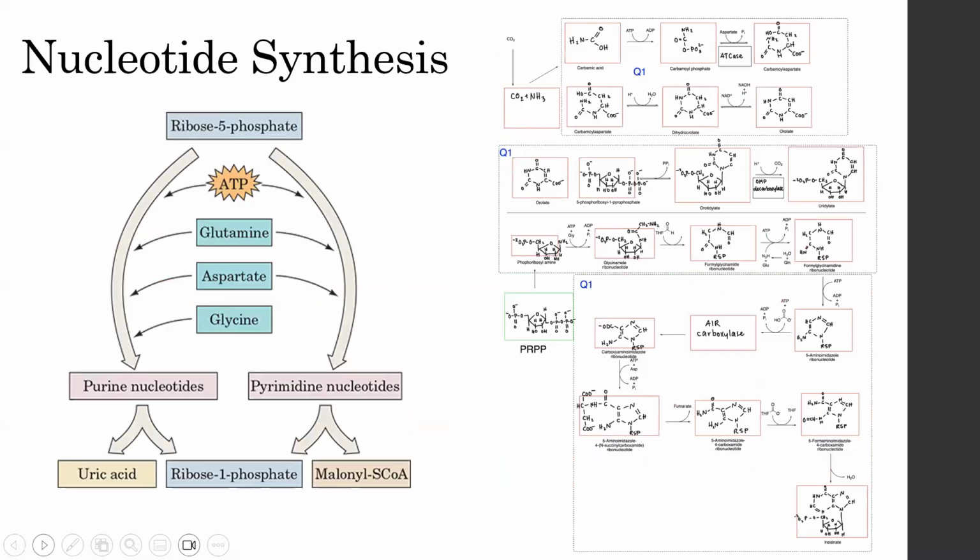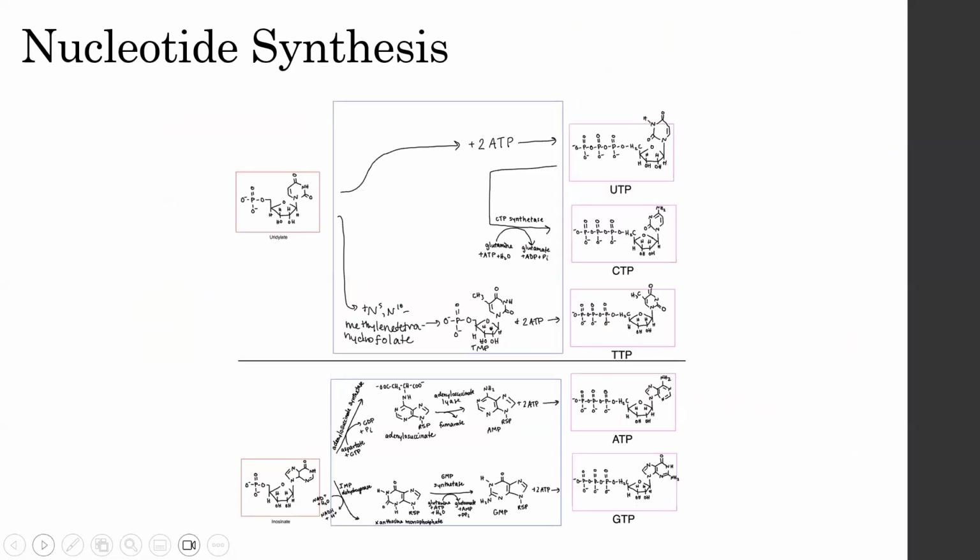Ribose 5-phosphate is converted to PRPP by PRPP synthetase, which can then be used with CO2 and NH3 that we got from the breakdown of amino acids to create UMP and IMP. UMP is then converted to UTP, CTP, and TTP, the pyrimidine nucleotides, and IMP is converted to ATP and GTP, the purine nucleotides.